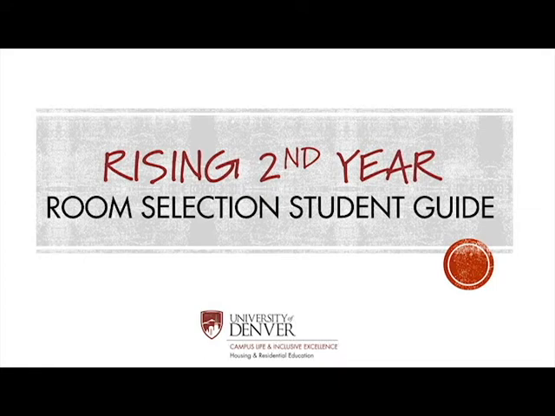This video will walk you through the entire process of Rising second year room selection, from completing the application to selecting your room. Students are welcome to go through this process as an individual or in groups of 2 to 6 people. There are a limited number of spaces for 6 people groups, so if there are too many, our office will notify the group leader about the need to split up into smaller groups.